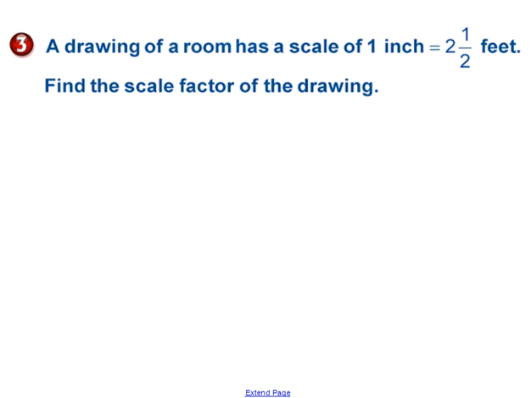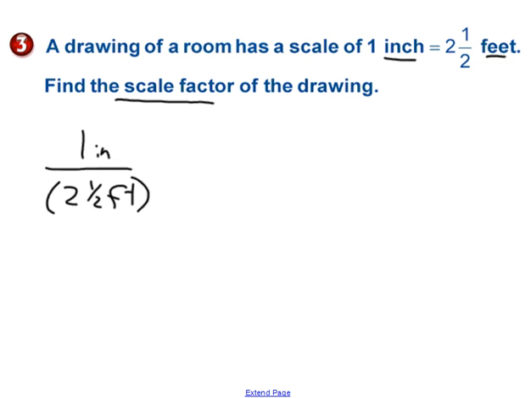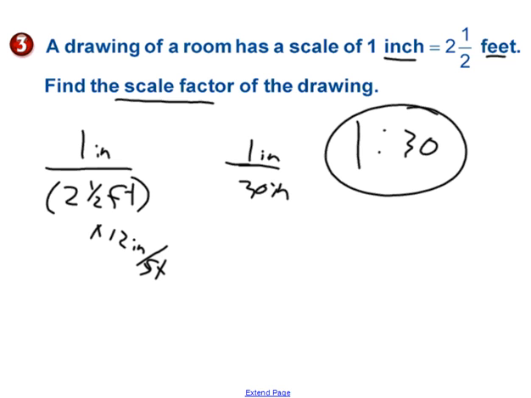A drawing of a room has a scale of 1 inch to 2 1/2 feet. Find the scale factor. The scale factor, we do have to take into account the units here. So I'm going to say it is 1 inch to 2 1/2 feet, but I need to change 2 1/2 feet into inches so I can have consistent units. So 2 1/2 feet, and I would take that times 12 inches per foot. So 2 1/2 times 12 is 30 inches. So my scale factor is 1 to 30, written either way. 1 to 30.